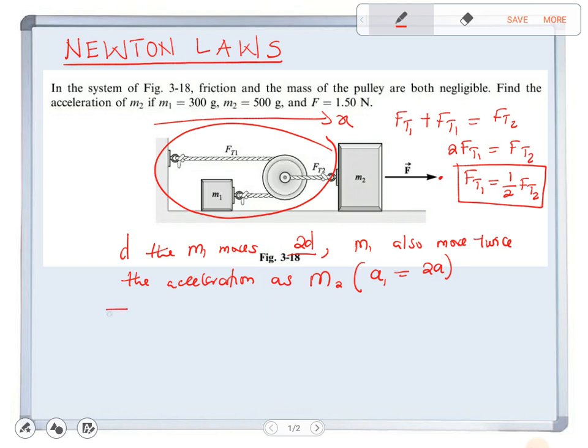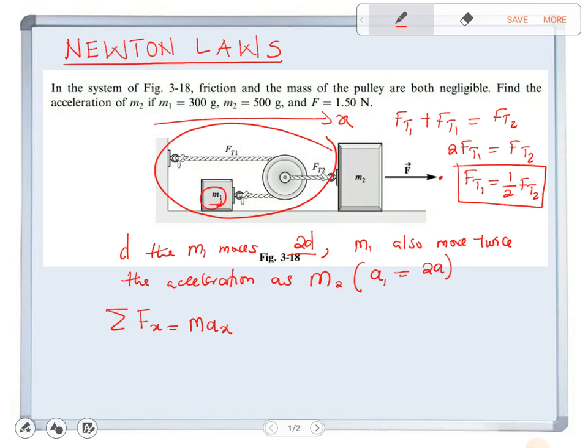So we know that the sum of forces, according to Newton's second law of motion, is mass times acceleration, but acceleration in the x-axis. So let's talk about the first mass, this mass here.